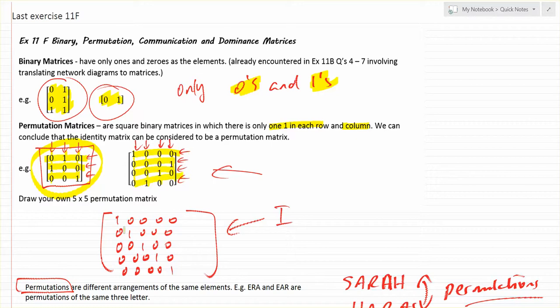Okay, and I've given an example of a 5x5 permutation matrix. We can see that I have one 1 on each row and one on each column. So it satisfies the definition of what a permutation matrix is. This happens to be the identity matrix for a 5x5, and identity matrices by definition are considered to be permutation matrices.